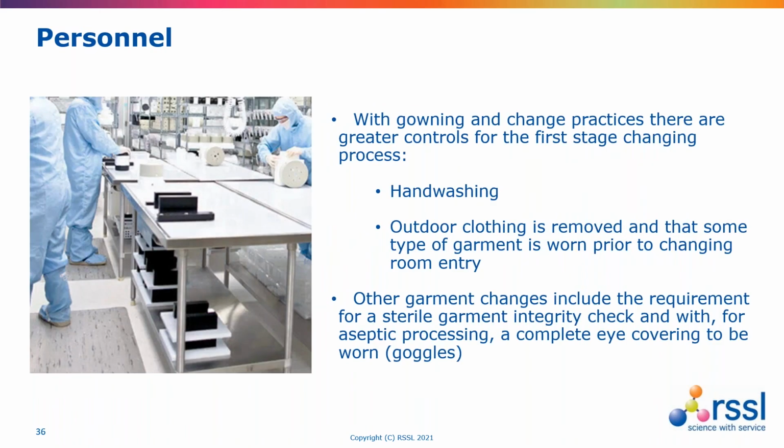The controls around people have also been expanded. This includes control of personnel numbers, controls around gowning, which are much more detailed, and the prohibition that no outdoor clothing is allowed to be presented to grade C clean rooms. So there's greater emphasis upon hand washing, and the importance of visual checks for gowning.